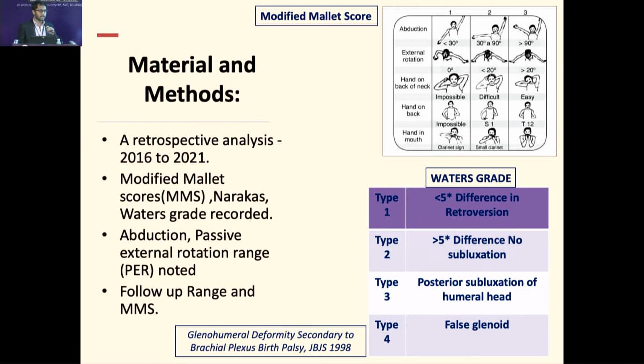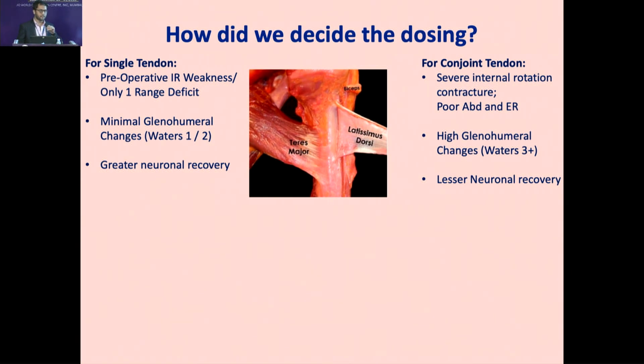It's a retrospective study carried out over a period of 5 years. Pre-operatively, we used the modified Mallet score to score shoulder function, which is a comprehensive score for shoulder use in day-to-day activities. We recorded the Narakas grade and the Waters grade, which is the radiological aspect. We used pre-operative and post-operative abduction range, external rotation range, and modified Mallet score to grade the outcome. For the posterior part, which is the tendon transfers, we decided to do a single tendon, the latissimus dorsi transfer, when clinically there was a preoperative internal rotation weakness or a single range deficit, when there were minimal changes in the glenohumeral joint and there was greater neuronal recovery.